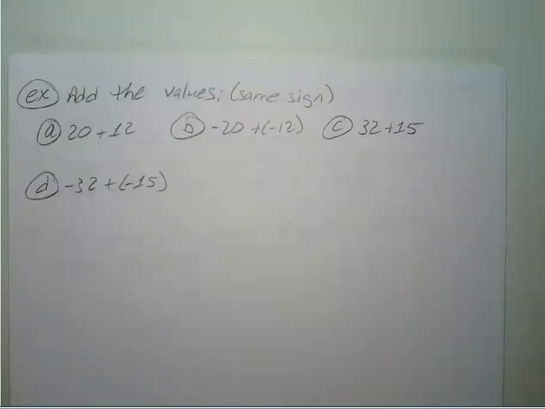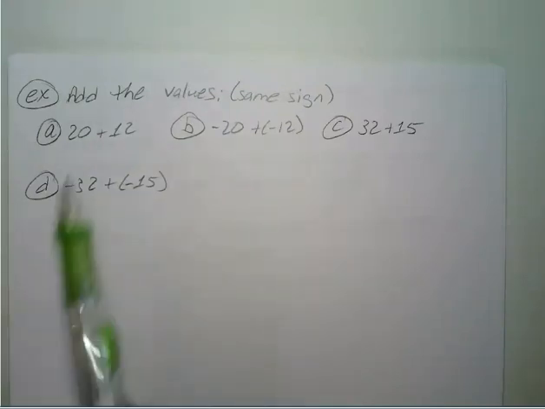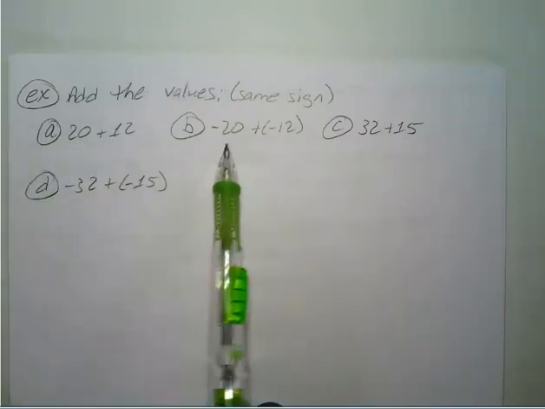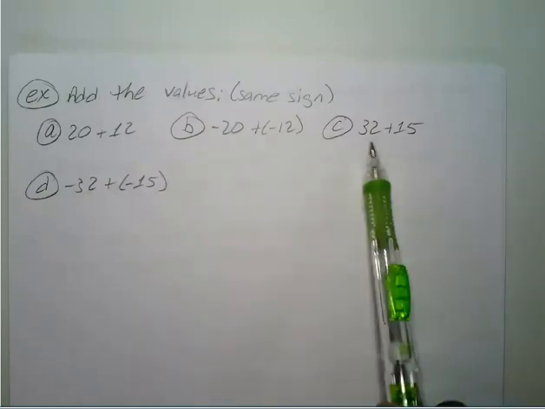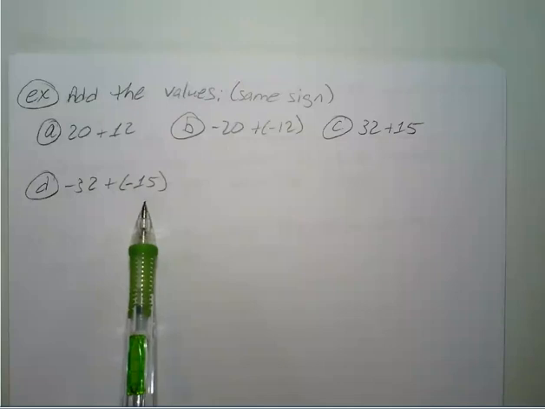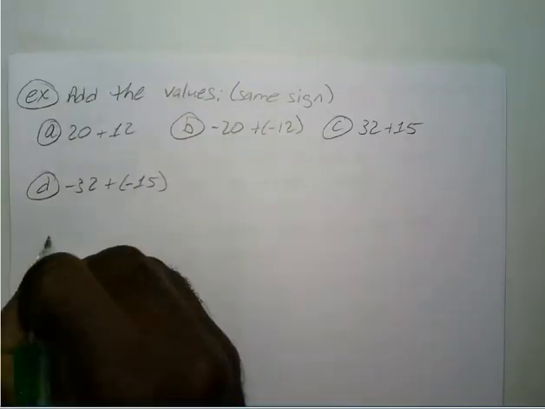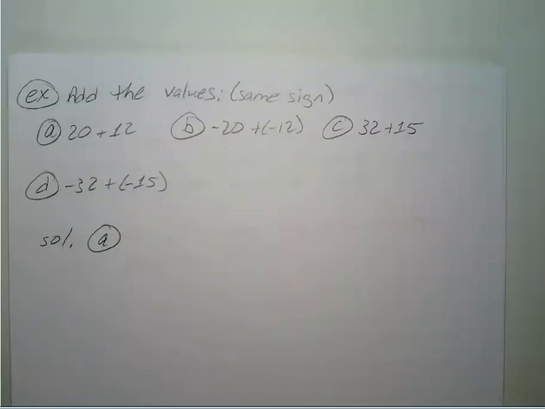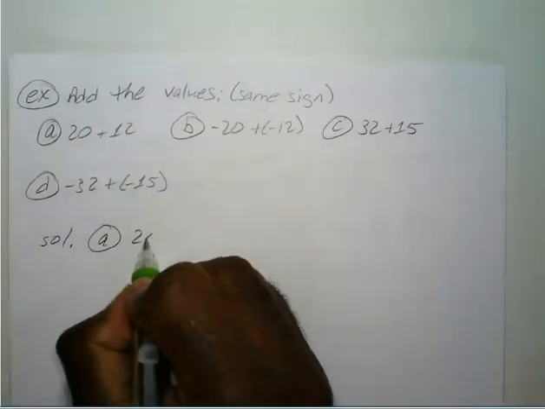Okay, so what if you wanted to add these values, and of course all of them have the same sign? You have 20 plus 12, negative 20 plus negative 12, 32 plus 15, and negative 32 plus negative 15. Okay, so we'll start with problem A. We have 20 plus 12.